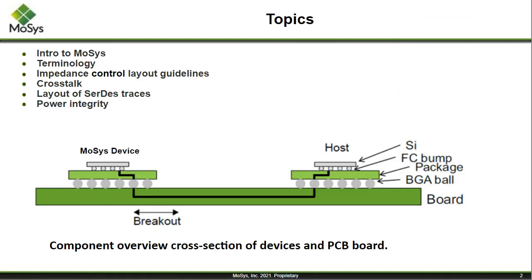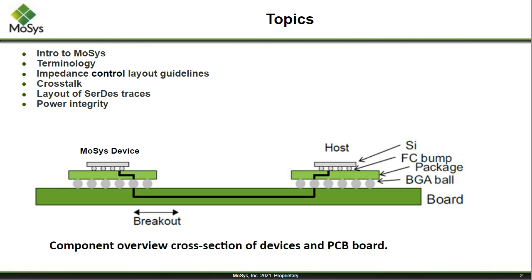What I'm going to do is, obviously we had a bit of an intro to MoSys already from Gus, so we'll speed through that. I want to go over some of the terminology that we'll be talking about today, and then get into some of the guidelines that MoSys has come up with. And again, these are very common. You'll find guidelines similar to this from all the large semiconductor companies that deal with high-speed signaling. So you'll see a lot of things that are common across the industry.